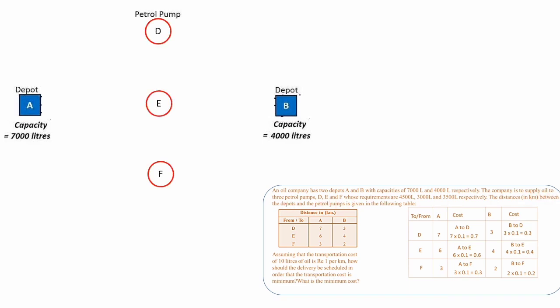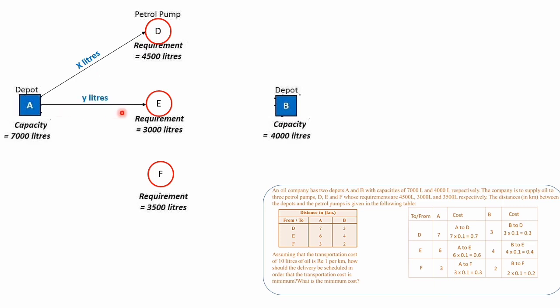Now, like the previous question, let's visualize the given question by using the given conditions. There are two depots. Oil company has two depots, A and B, capacities of 7,000 and 4,000 liters. Depot A, depot B, it is mentioned. And the company has to supply oil to 3 petrol pumps, D, E and F. So petrol pumps D, E and F, 4,500, 3,000 and 3,500 liters requirements we have marked. Then go for our assumption. As per our assumption, X liters we have transported from depot A to petrol pump D, and Y liters we have transported from depot A to petrol pump E.